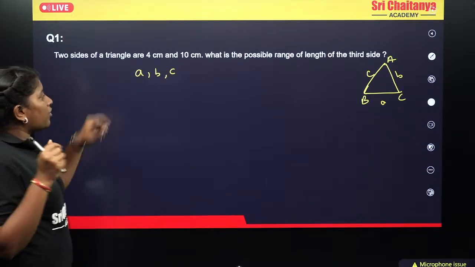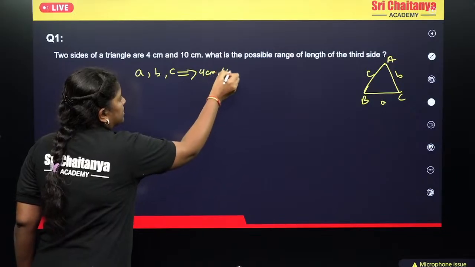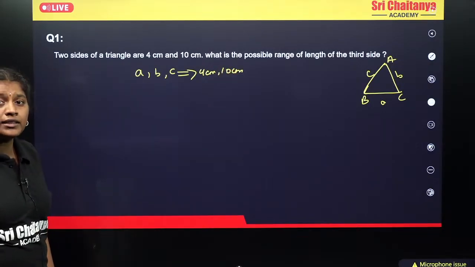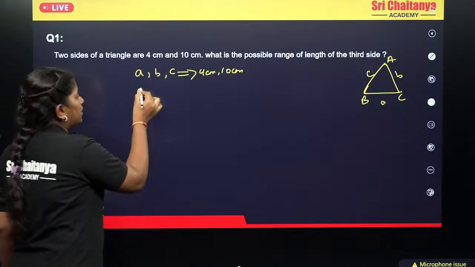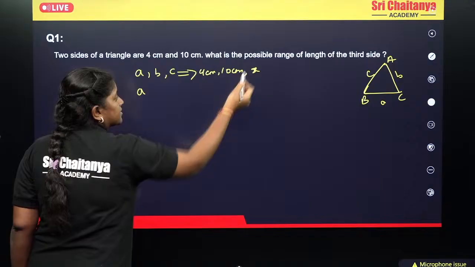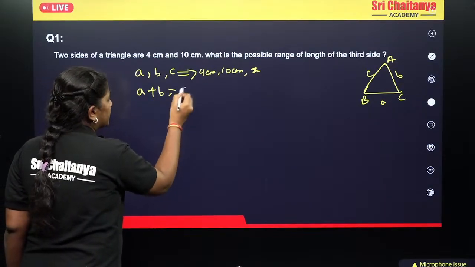Coming to here, they already gave two of the values as 4 centimeters and 10 centimeters. Now we know that the sum of two sides will be greater than the third side. Here I don't know the value of c, so I am taking it as x. Now a plus b should be greater than c.